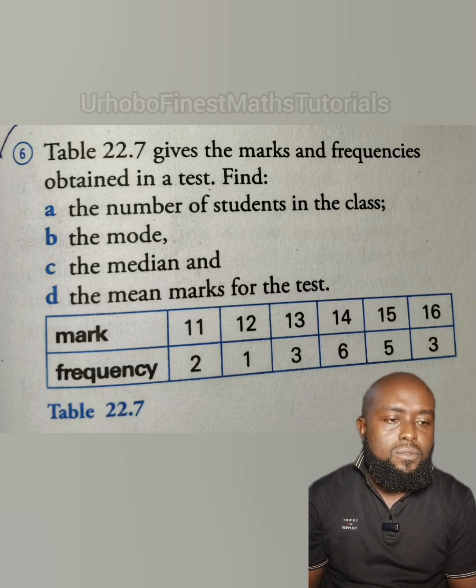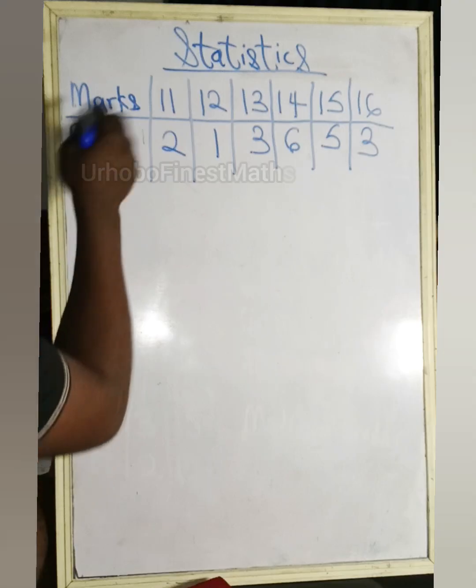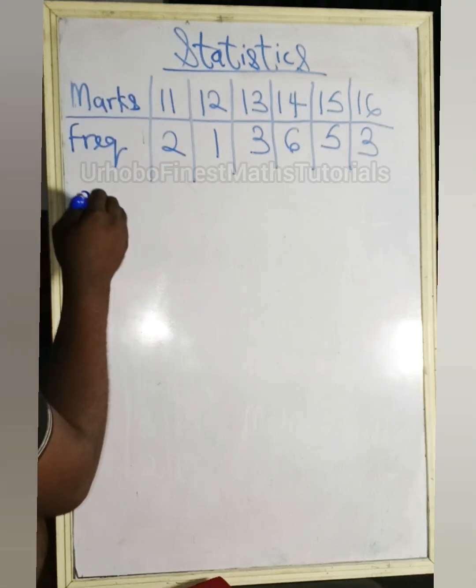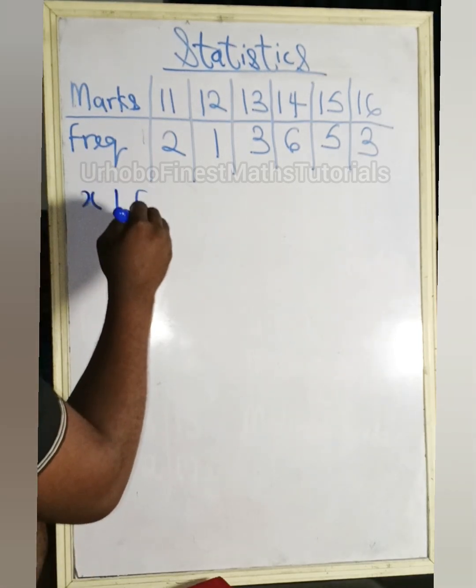Table 22.7 gives the marks and frequencies obtained in a test. Find A, the number of students in the class, B, the mode, C, the median, and D, the mean marks for the test. So let's call the marks X. The frequency, we'll call it F.